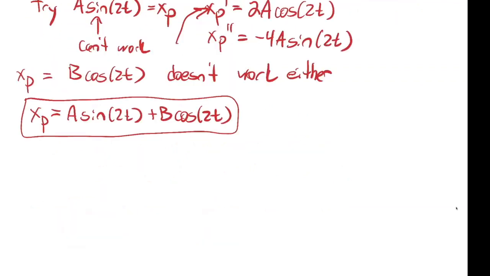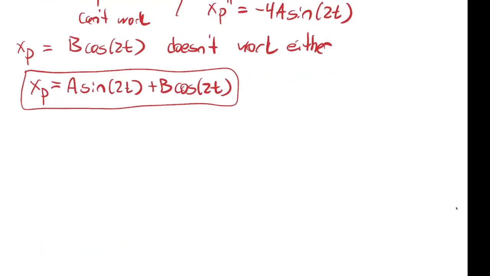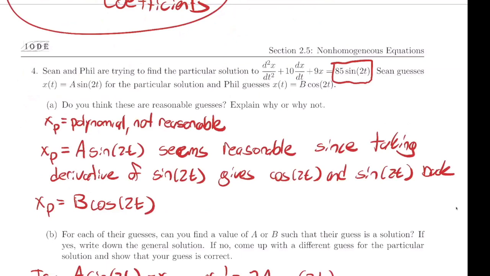So let's actually work this one out just so that we can see what these look like. And I won't have room over here, so I'm just going to add a blank page below. And so here, what was the differential equation? X double prime, was it plus 10x prime plus 9x was 85 sine 2t.